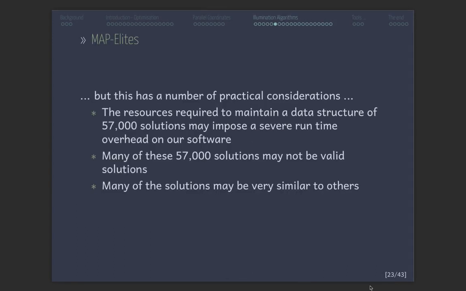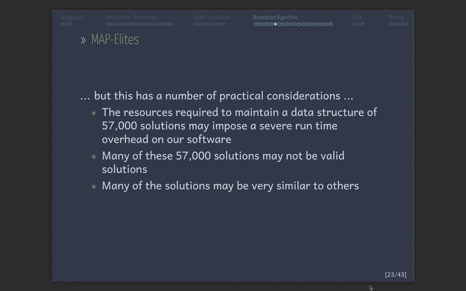That idea, however, has a number of practical considerations. The resources required to maintain a data structure of 57,000 solutions may impose a severe runtime overhead in our software. Many of these 57,000 solutions may not in fact be valid solutions. Many of the solutions may be very similar to other solutions and may not be significantly different. So why would you maintain a data structure with solutions that are either potentially not valid or not distinct from other solutions?